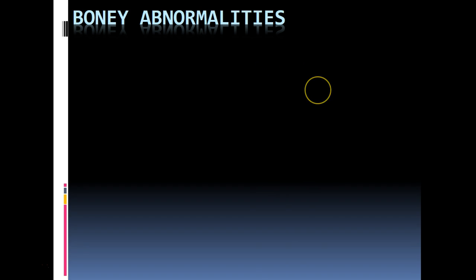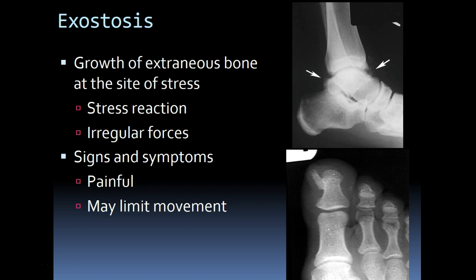And so we have bony abnormalities. The first bony abnormality that we have is what's called an exostosis. And this is really as a result of growth of extraneous bone at the site of stress. What we learned in the first 2 slides of this lecture were that Wolff's law states that a bone remodels itself in response to forces placed on it or stressors placed on it. In other words, if you don't place a lot of stress, you really won't have bone growth. If you place too much stress, then you have a lot of bone growth. And either one of those is a really bad thing to have in a bony situation.